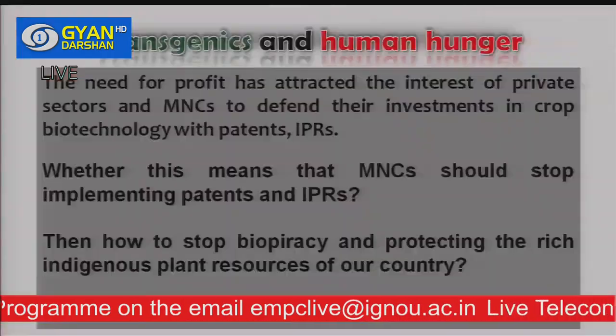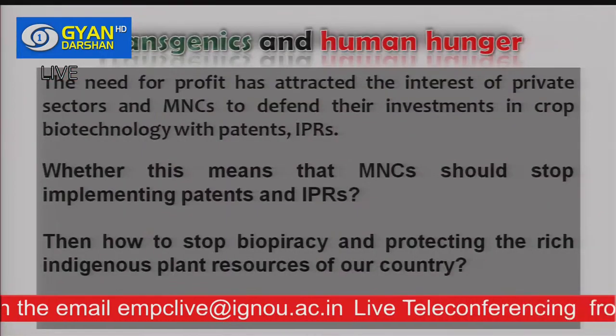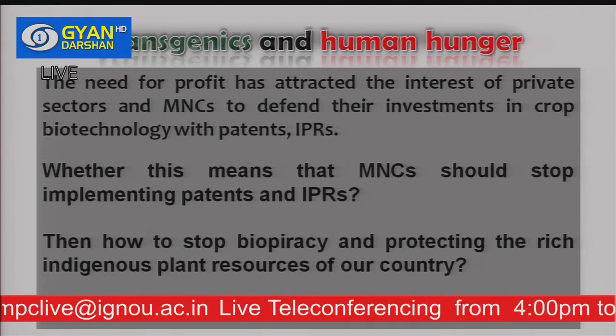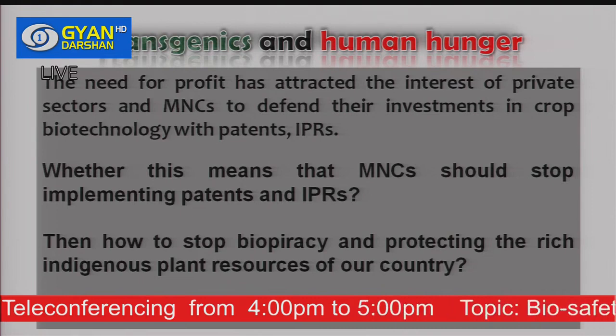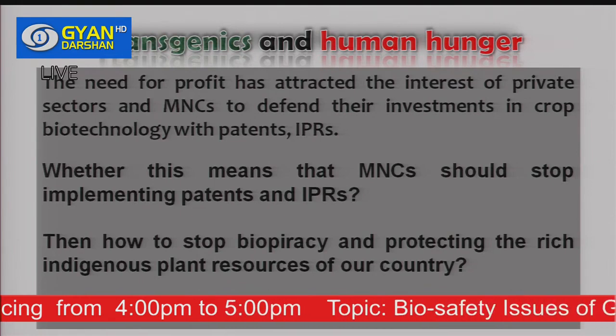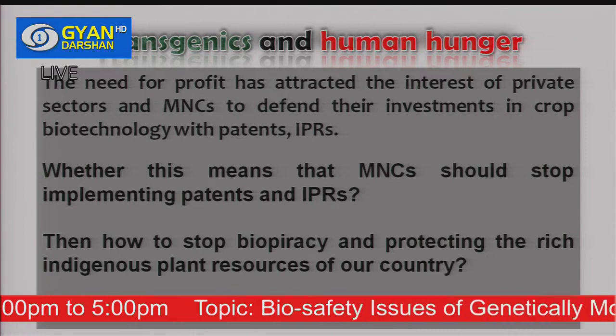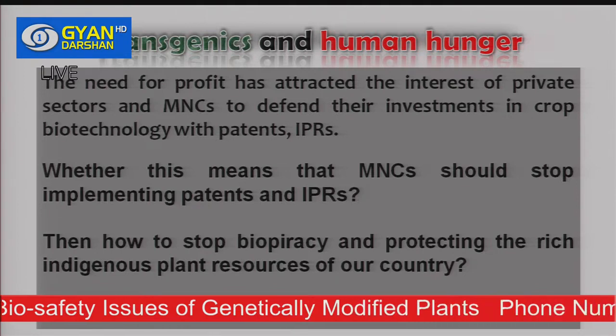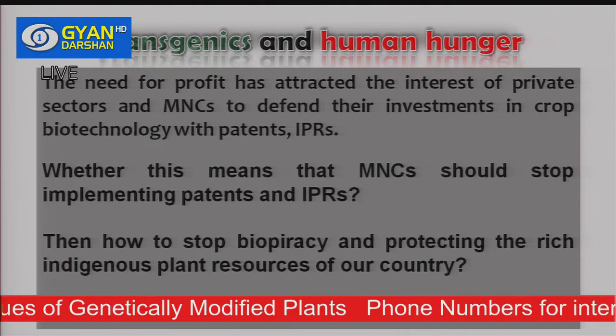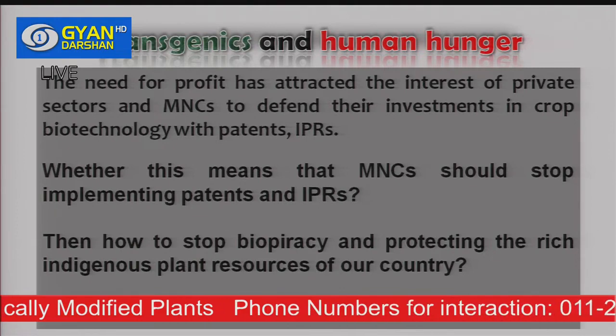So what to do? The need for profit has attracted the interest of private sectors and multinational companies to defend their investment in crop biotechnology with patents and intellectual property rights. Because whenever a scientist has identified a particular gene or has come up with a technology, the scientist tries to patent it. We all know about the basmati rice case, the turmeric case, the neem case, how they have undergone biopiracy. They were stolen by some other countries when they were our indigenous resources.